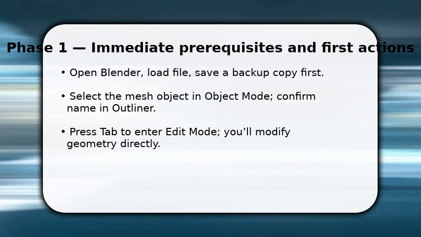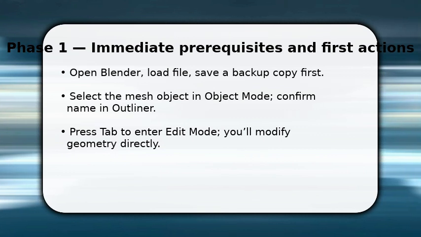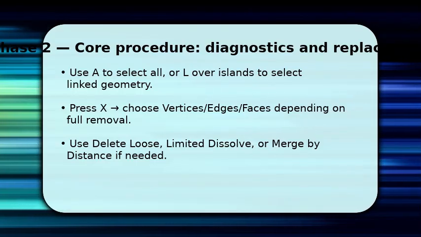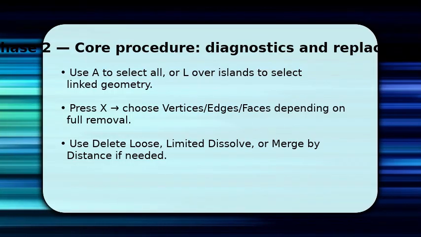Don't pause. Proceed to select the parts of the mesh you want gone. Manual or automated selections both work depending on complexity. Now that you're in edit mode, choose what to remove. Press A for everything or hover and press L to pick linked islands quickly. Once selected, hit X and pick vertices to fully remove mesh data. Choose faces if you want to keep edges or preserve modifiers.